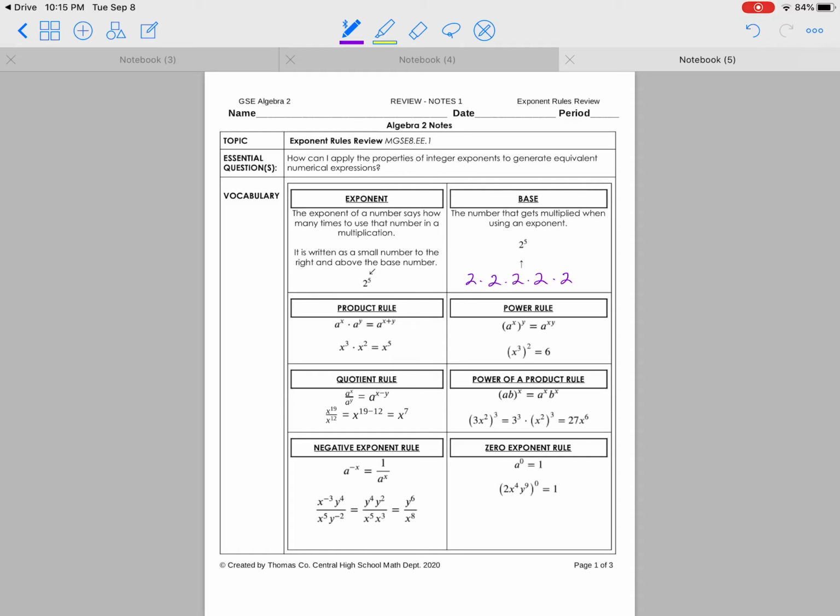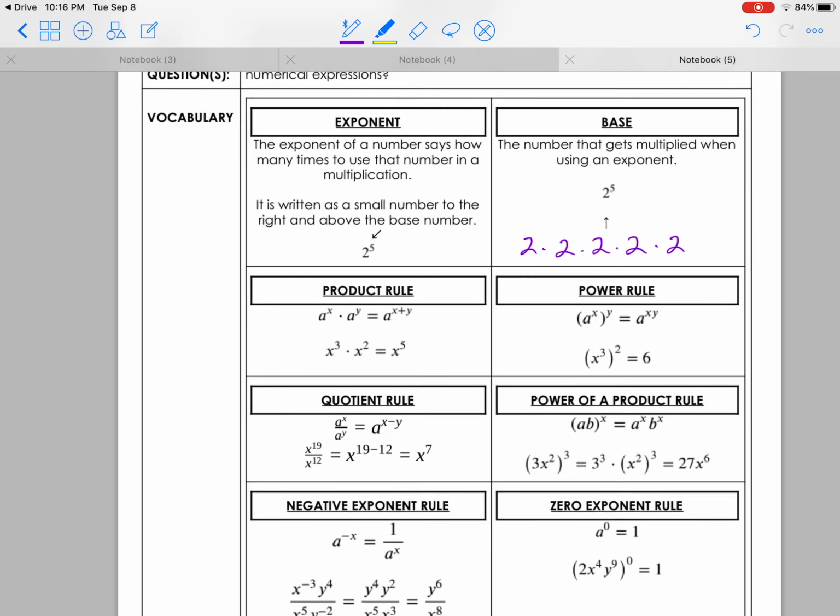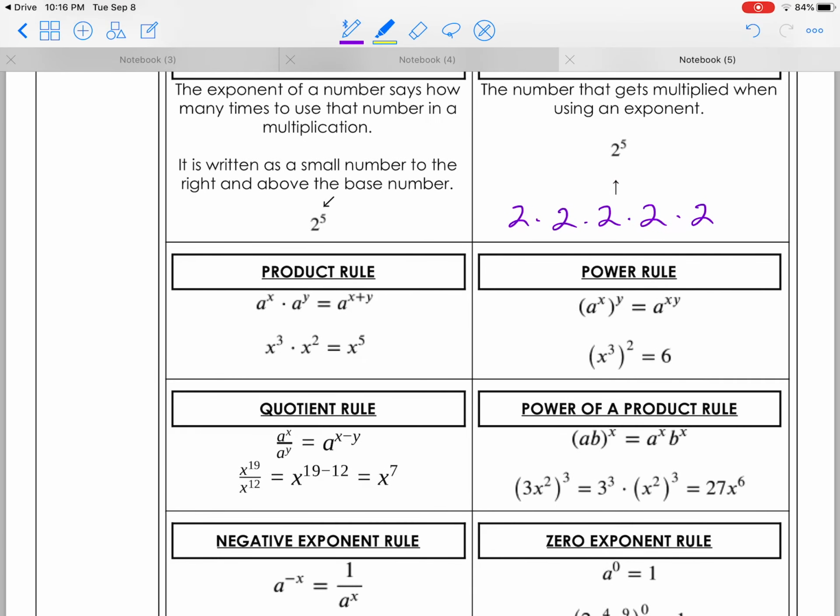Now, we can do some evaluating with these exponents, and there are several rules. These rules are very important that you learn. You will use these rules throughout the rest of this year in Algebra 2. So the first rule is the product rule. If I am multiplying two exponents, in order to use the product rule, my base has to be the same number.